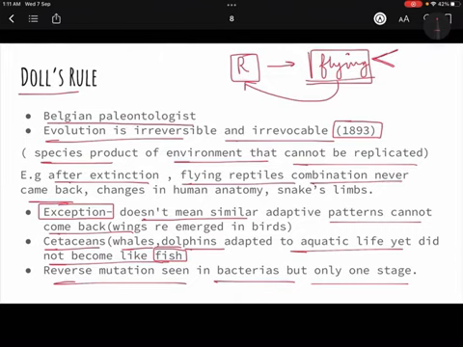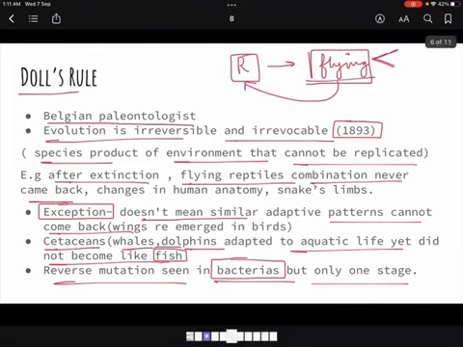Now he said that you cannot revoke or reverse the evolution, but in bacteria reverse mutation is seen, but that is also seen for only one stage. So now we can conclude by saying that Dollo's rule was not very empirically tested, and it was a little haphazard, and it did a lot of descriptive generalization. It was not scientific. Okay, so this was Dollo's rule.